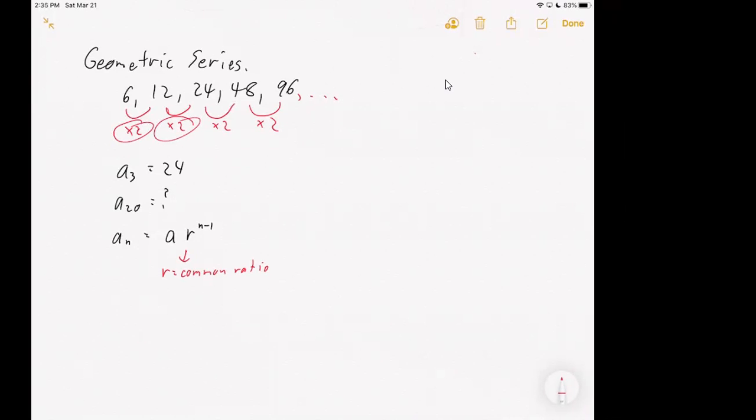Once again, the n minus 1 comes in because we don't need to multiply by r to get the first term, but to get the second term, we'll multiply by r once. When n is 3, that's the third term, we'll have multiplied by the common ratio twice, and so on. So if I want to find a20, I will simply take the first term, which is 6, and I will multiply by the common ratio, which is 2, and I will do that 20 minus 1 times, or 19 times. So this is 6 times 2 to the 19th power.